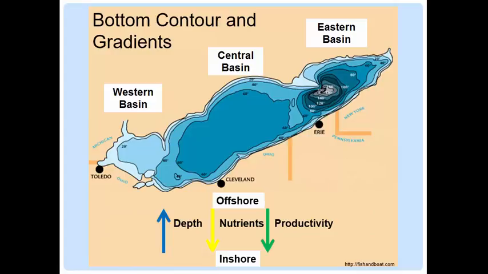There's also an inshore, offshore gradient. Obviously, as you go from inshore to offshore, it gets deeper, at least in most places, but you also have a gradient where the near shore area tends to have higher productivity and higher nutrient levels. So there are multiple gradients at different scales going across the system.